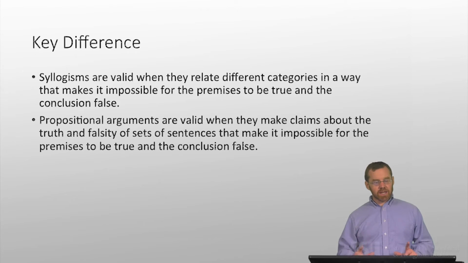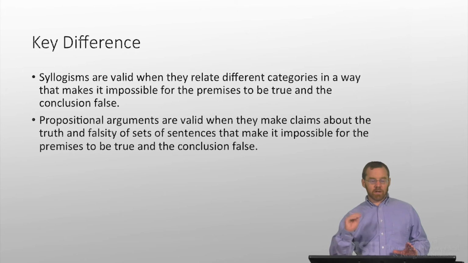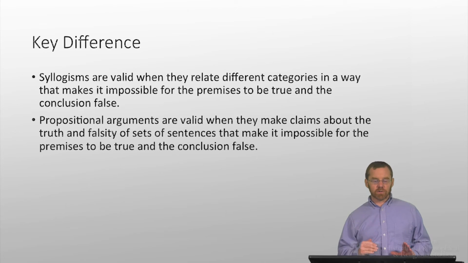The key difference is this. Syllogisms are valid when they relate different categories in a way that makes it impossible for the premises to be true and the conclusion false. Propositional arguments are valid when they make claims about the truth and falsity of sets of sentences that make it impossible for the premises to be true and the conclusion false.